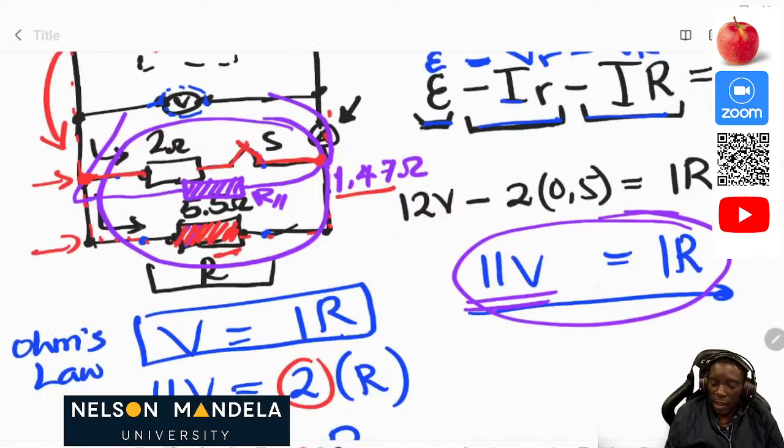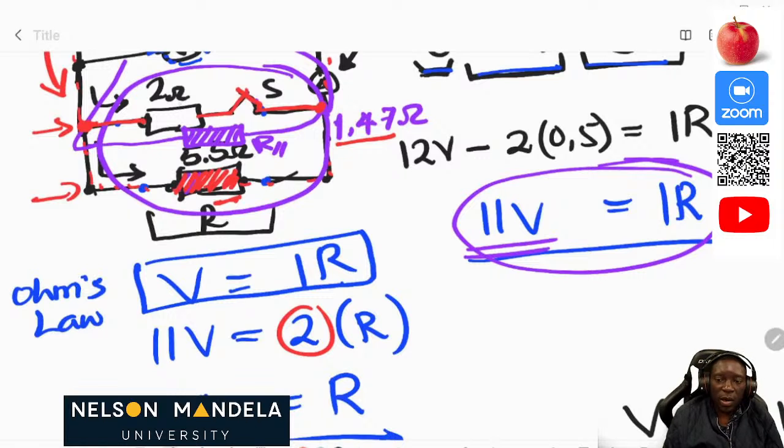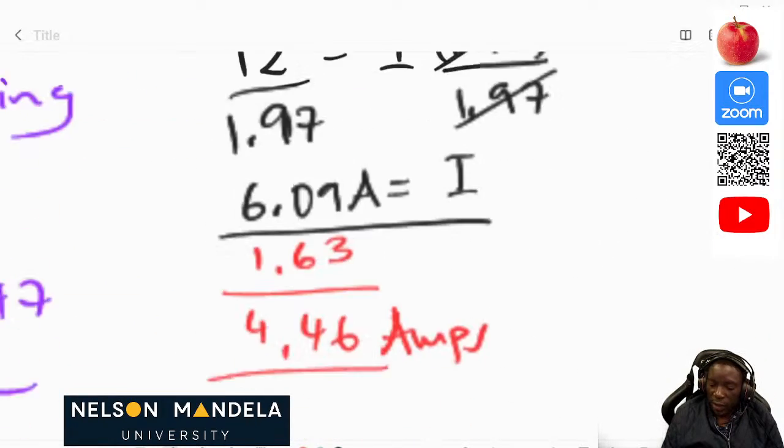It is greater than the current on the 5.5. More current always flows through a path of less resistance. So that's the analysis for this part of the circuit.